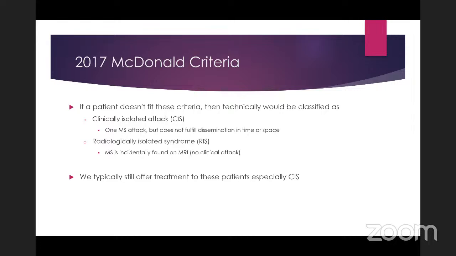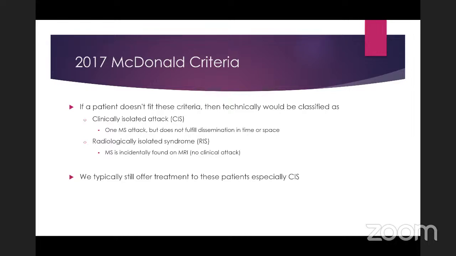So what if a patient doesn't fulfill these criteria, but they're having attacks like MS, and their MRI looks like MS? Then they would be classified more as clinically isolated syndrome, or CIS. So you have one attack, not quite fulfilling the differences in space and time. Or some people get put into radiologically isolated syndrome.